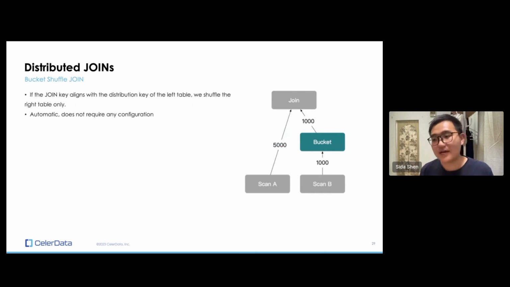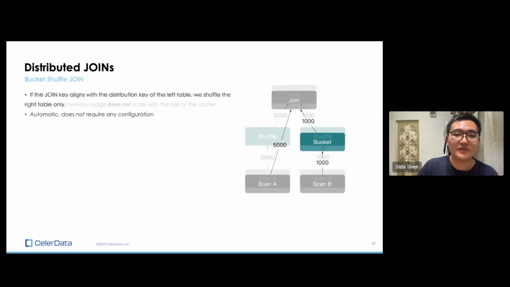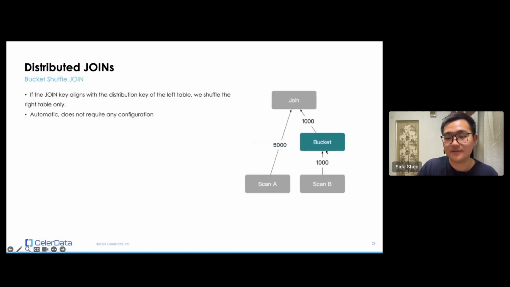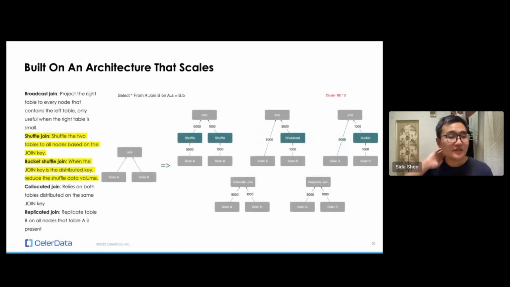And StarRocks also has other optimizations. For example, we support bucket shuffle join, right? So if the join key already aligns with the distributed key of the left table, we can only shuffle the right table. So it's much cheaper on the network, right? So it's automatic and doesn't require any more configuration, right? But the ability to perform shuffling is the key here, right?